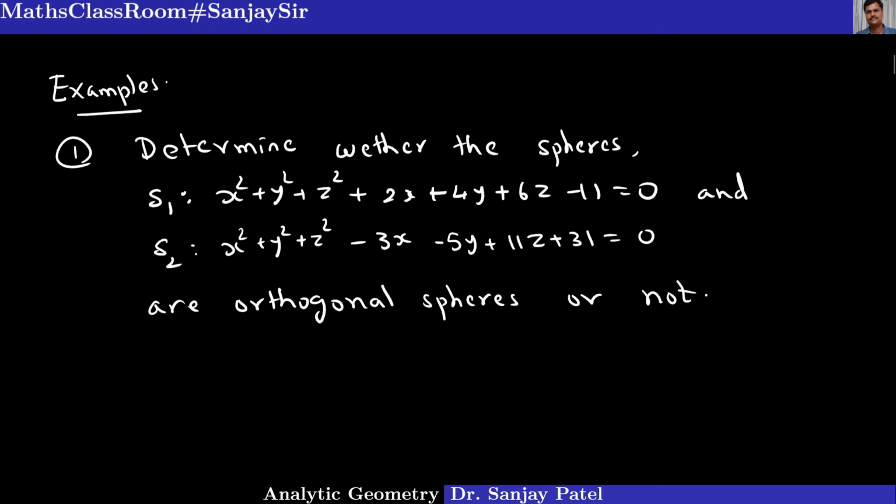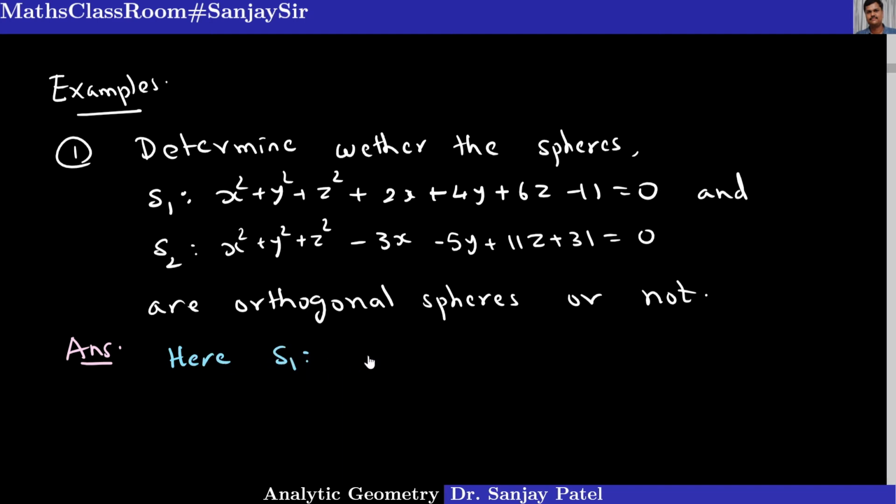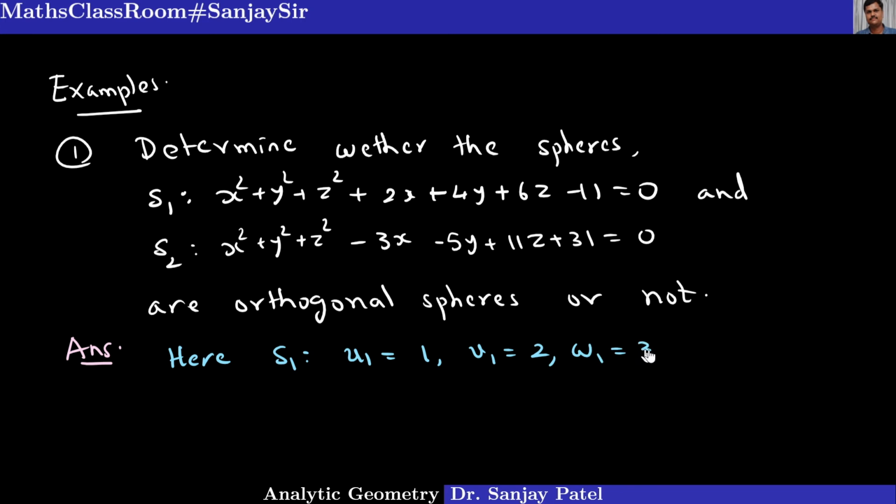So it is very simple. What you have to do is just find the values of the constants. So here from S1 we have say U1 is equal to what? 1, V1. Just you have to divide this by 2. 2U is equal to 2 means U is equal to 1. Then V1 is equal to 2. W1 is equal to say 3. D1 is equal to minus 11.